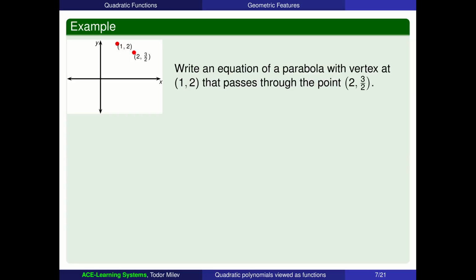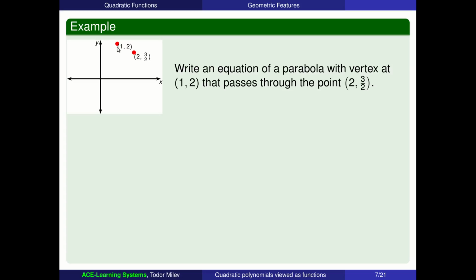In this exercise, we're going to exercise the notion of a standard form of a quadratic function. Let's read the problem. Write an equation of a parabola with vertex at the point 1, 2, which passes through the point with coordinates 2, 3 halves. So there are 2 points in this problem. One is a vertex of a parabola, and the other one is a point through which the parabola passes. So let's see where those points are.